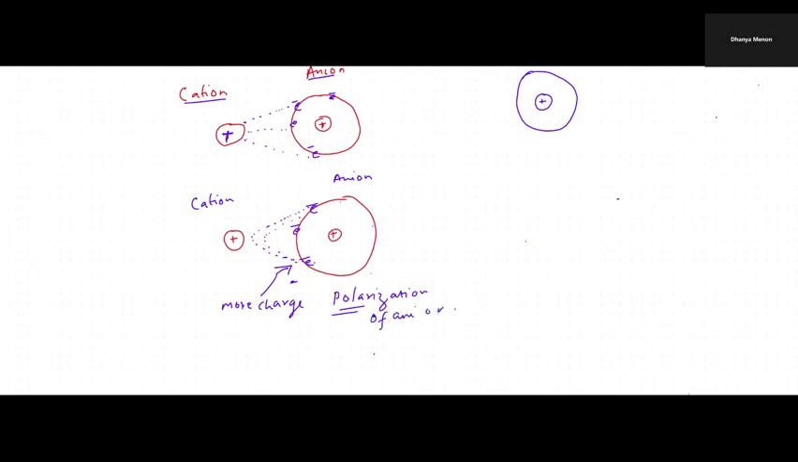The electron cloud of the anion is distorted or deformed. See, initially it was like this, the spherical shape, but now it has deformed. The electrons seem to be more attracted towards the cation. Now, this electron is for the anion as well as the cation. It appears as if sharing of electrons is happening. Sharing is not happening, but it appears as if sharing is happening.